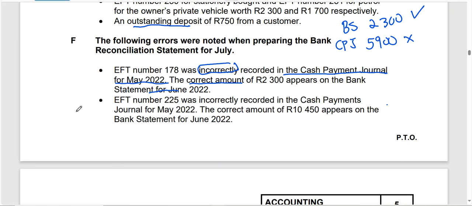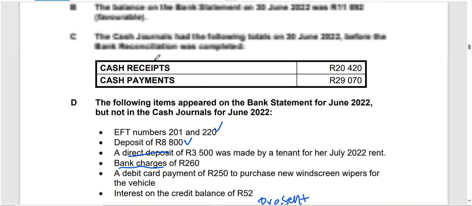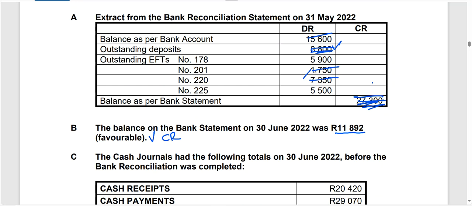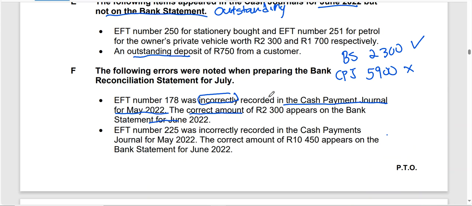Here they're saying EFT number 225. So remember, now if you look at this, we need to go back there and cancel that out to show that we have used it, we have corrected whatever we needed to correct, and it now appears on the bank statement. So next, they're saying that EFT number 225 was incorrectly, keyword, it was incorrectly. Remember, this is EFT number 225, and we saw it in our previous month's BRS. Now they are saying that it was incorrectly recorded in the cash payment journal for May 2022.